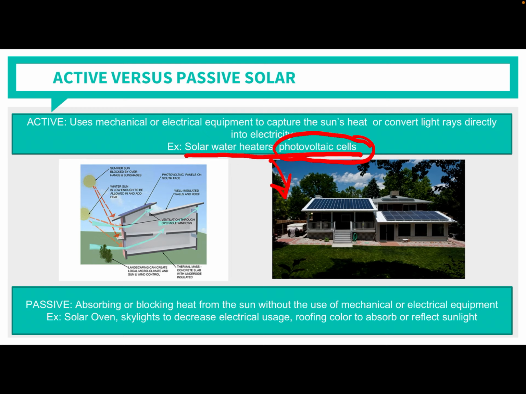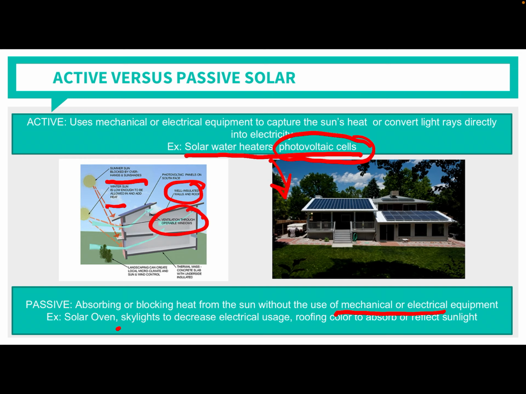Passive solar is simply using the construction of your home or things around it to absorb or block the heat. There's no mechanical pieces, no electrical pieces. Examples of this could be sunshades to block the sun. In the winter, the sun is low enough to get in and heat up your home, but in the summer, it's high enough so that it doesn't heat up your home. Using insulation to trap heat or keep heat out.